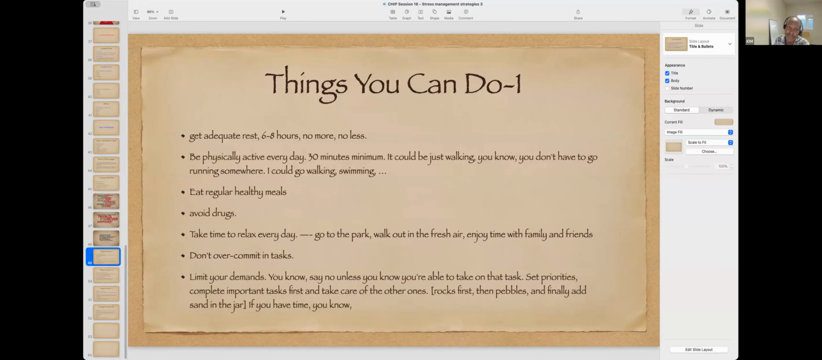Things you can do: number one, adequate sleep, 6 to 8 hours. Two, be physically active. If you can do 20 to 30 minutes of just walking every day. Some people like to swim, but just walking. Eat regularly and healthy meals, avoid drugs, take time to relax every day. You can go to a park, walk in nature, fresh air, enjoy time with family and friends. Do not overcommit in tasks and limit your demands.